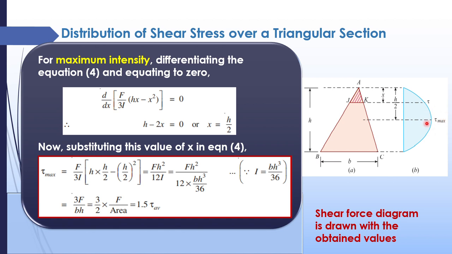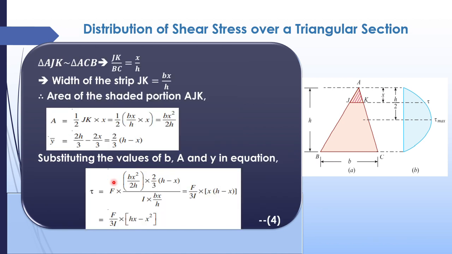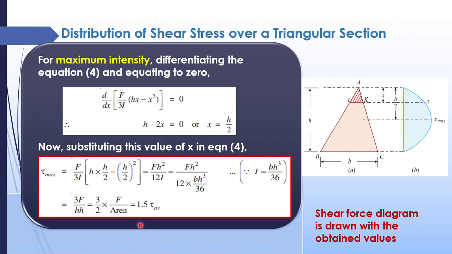What is the value of the maximum shear stress? For that, instead of x, we have to provide h by 2 in the previous equation. In this equation, instead of x, we provide h by 2 to get the maximum shear stress. The maximum shear stress we got is 1.5 tau average.